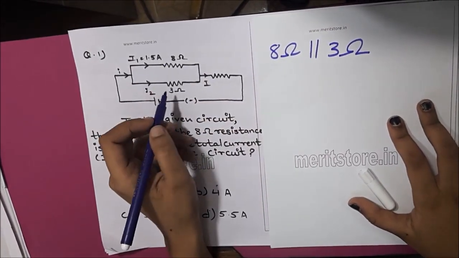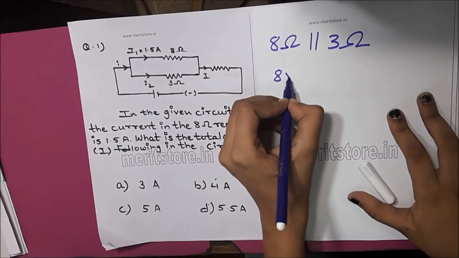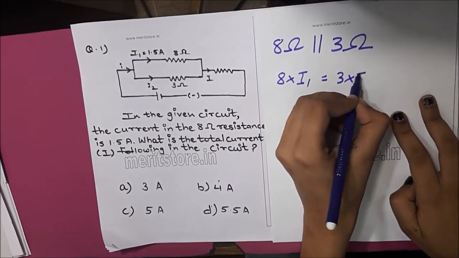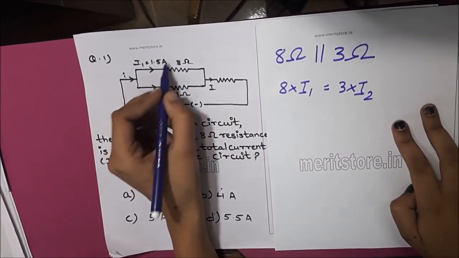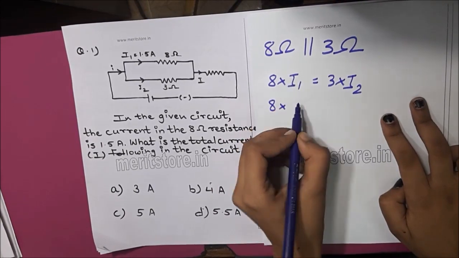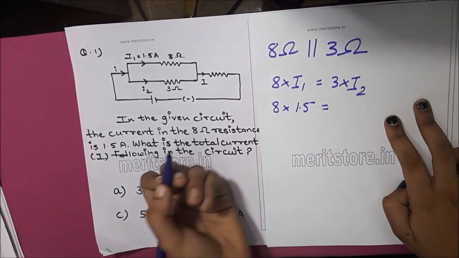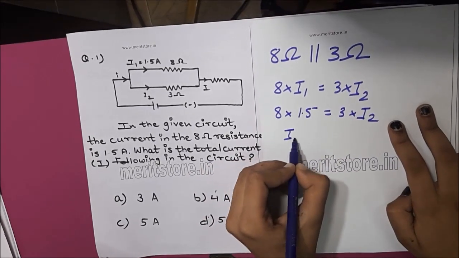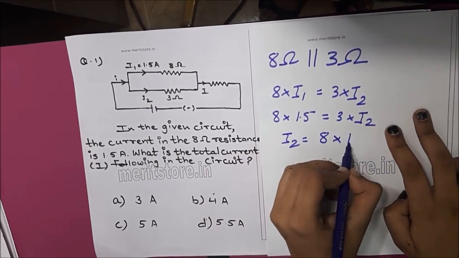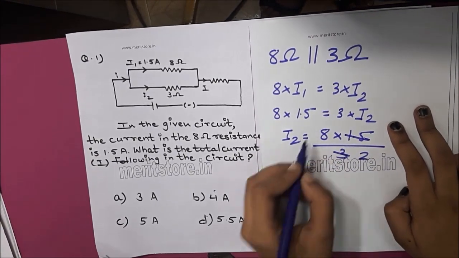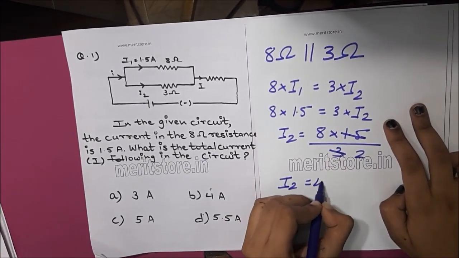Since they are parallel to each other, we'll use the formula 8 into I1 is equal to 3 into I2, where I1 is already given to us as 1.5 amperes. We'll substitute the value of I1 as 1.5: 8 into 1.5 is equal to 3 into I2. We'll solve this. 8 into 1.5 upon 3, 1.5 ones are 1.5, twos are 8 by 2. Therefore, I2 we get as 4 amperes.